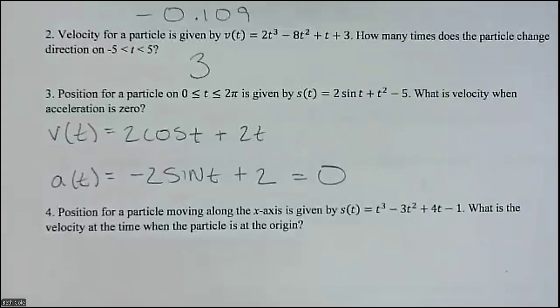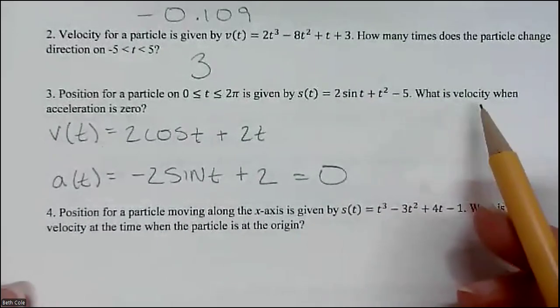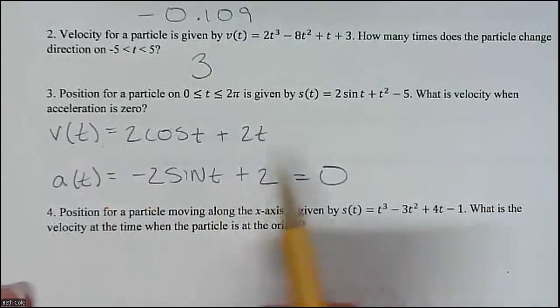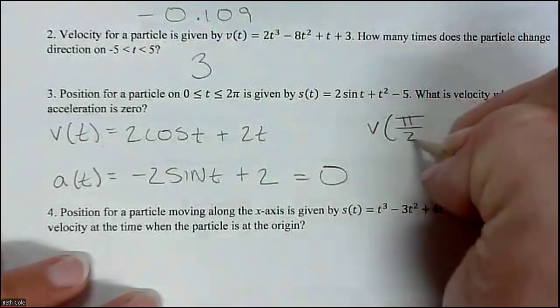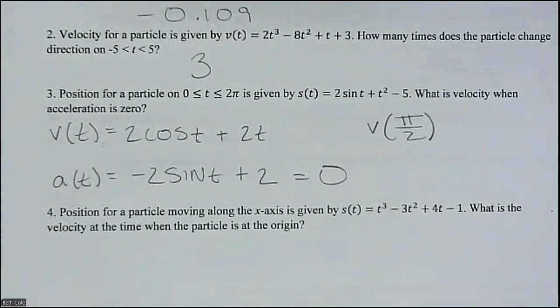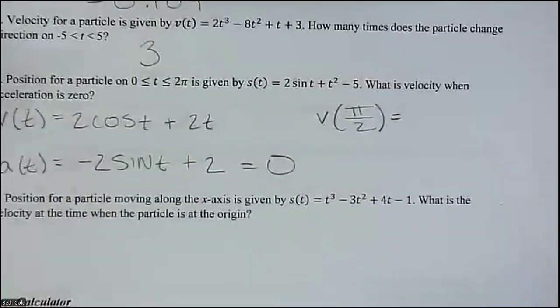What time are we talking about? Pi over 2. Do you see how we got that? All right. So it says, what is the velocity when acceleration equals 0? So that's what is the velocity at pi over 2. So we want to do velocity at pi over 2. I know you have a calculator, but I'm going to have us just work this out by hand. You can practice our unit circle.